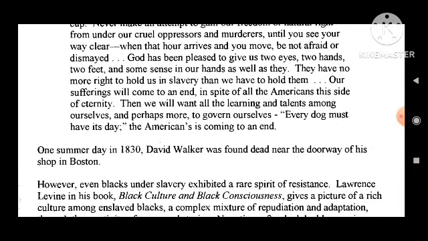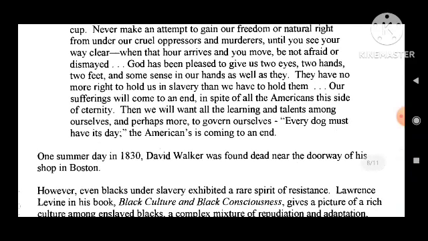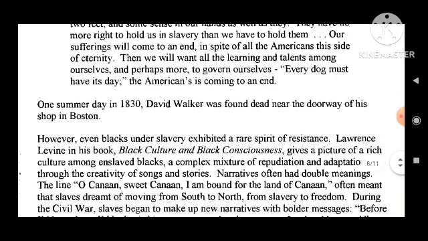Then the black people realize themselves God has been pleased to give us 2 eyes, 2 hands, 2 feet, some sense and hands as well. Then they will want all the learning and talents among ourselves, and perhaps more to govern ourselves. Every dog must have its day. That's the American is coming to an end.